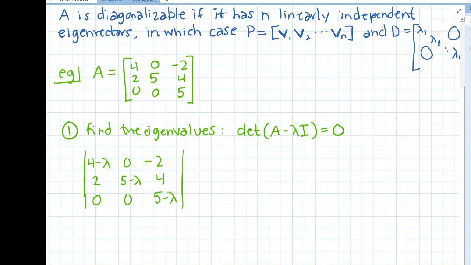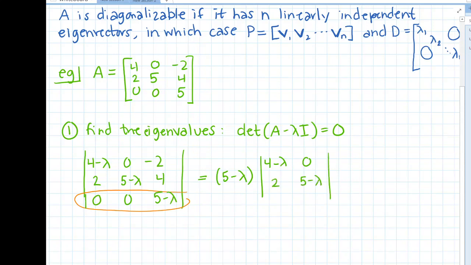So to take this determinant, we can pick any row or column to expand through. It definitely makes most sense to expand through the third row in this case. So if you go through and do the determinant, you're going to get 0 times something plus 0 times something else, and then the only thing we're left with is 5 minus lambda times the determinant of the remaining matrix, which would be 4 minus lambda, 0, 2, 5 minus lambda.